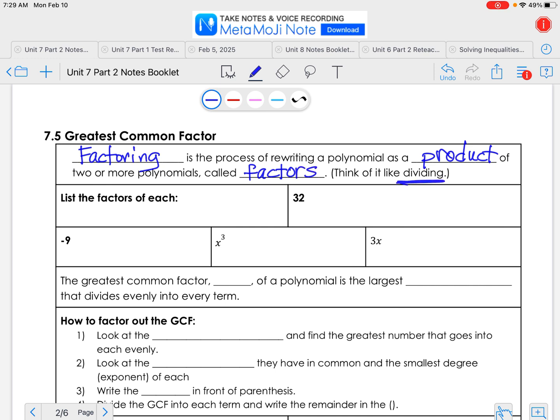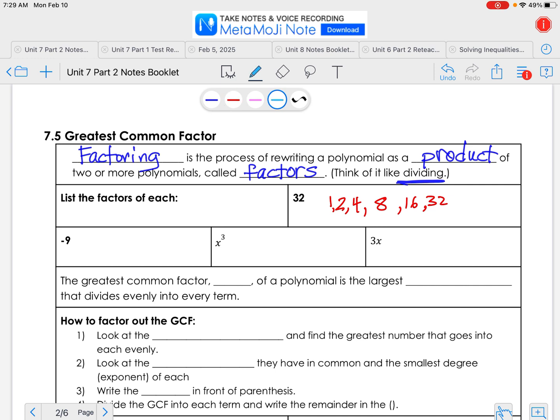So we think of it like dividing. You've factored before and you found factors of a number. So let's review that. What are the factors of 32? Well, 1 and 32. Remember doing this, 2 and 16, 4 and 8. And I can't think of any others. So remember how you listed all the numbers that would go into 32 evenly.